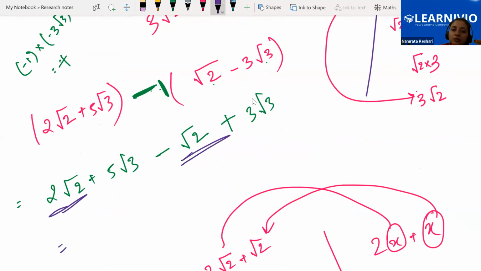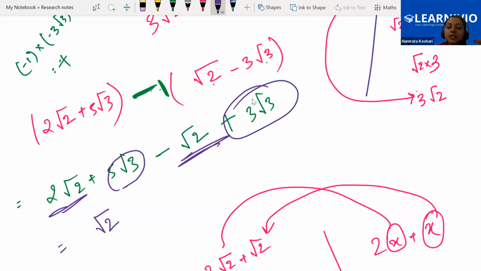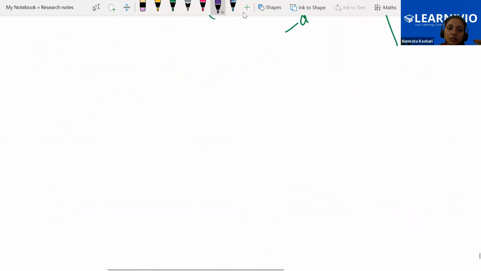2 root 2 minus root 2 will be root 2, root 2 only. 2 root 2 minus 1 root 2 will be 1 root 2, which can be written as only root 2. Getting it, Ayan? Yes, ma'am. Now 5 root 3 plus 3 root 3. 5 root 3 plus 3 root 3 is what? 8 root 3. This is how we have to perform the calculation of irrational numbers.